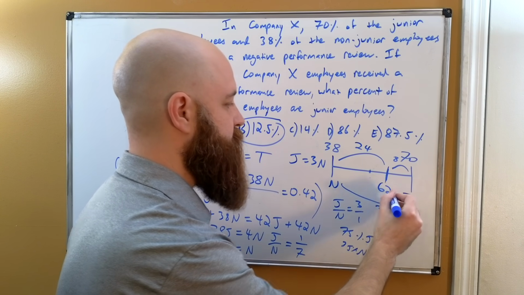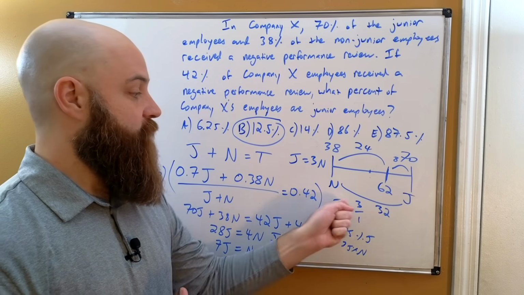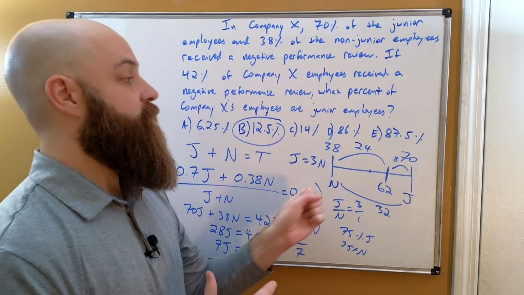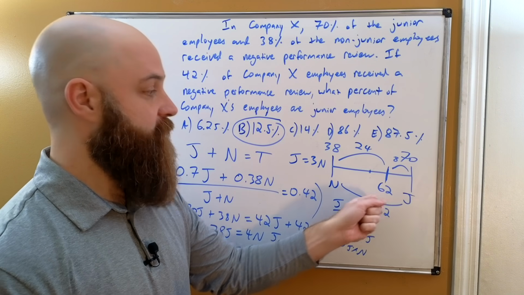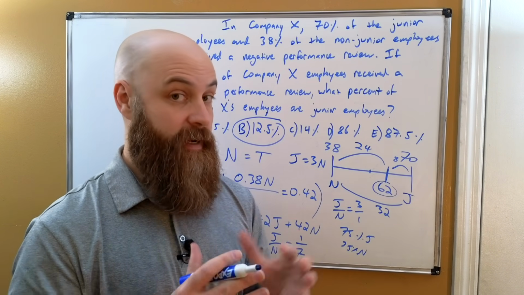So the weighted average is 62. So again, what I did there was I worked from the ratio of j's to n's, said the weighted average has to be closer to 70. I know how much closer, and I can pin down an answer there. And I could have gone the other way too.